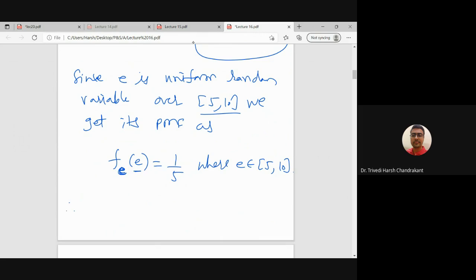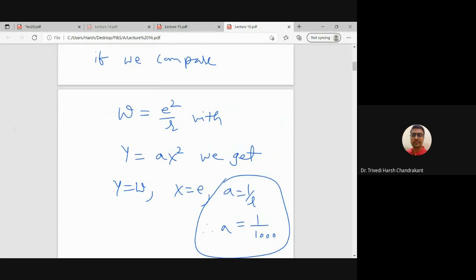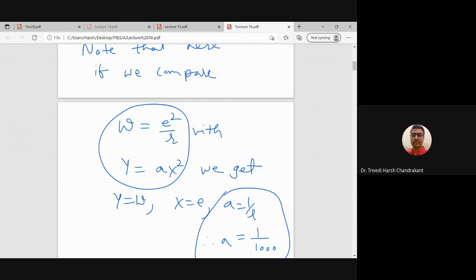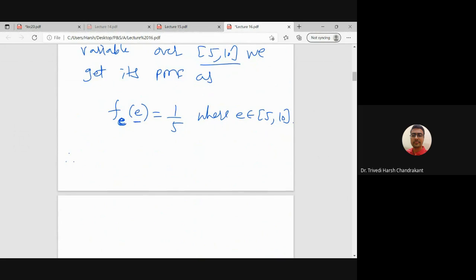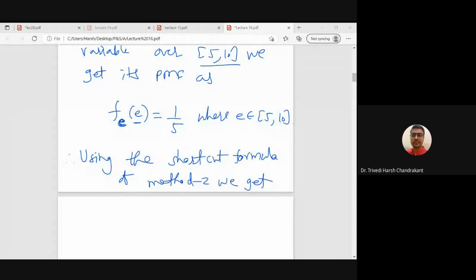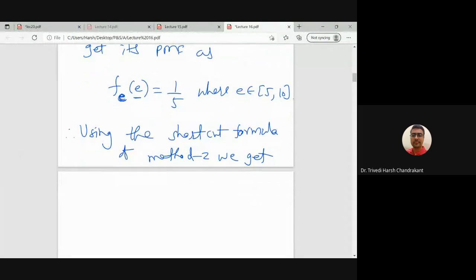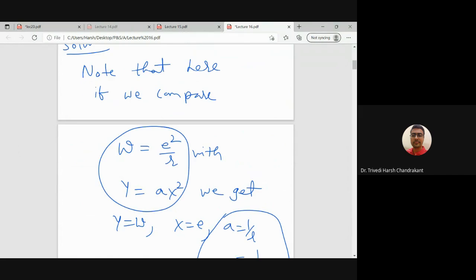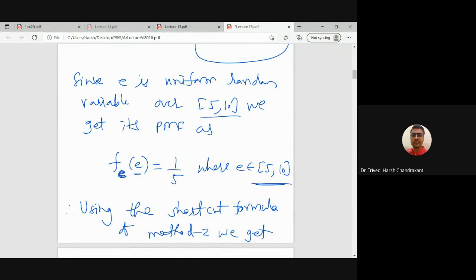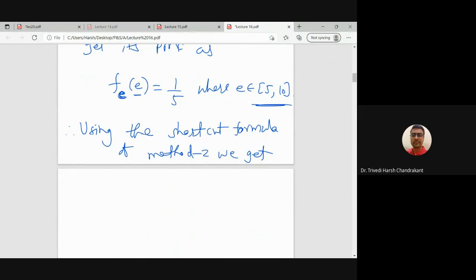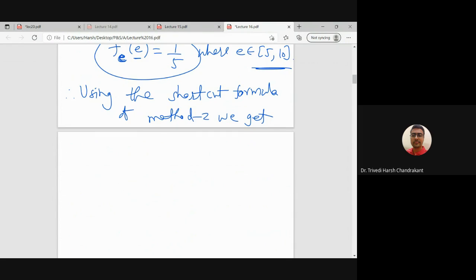Okay, now since our function is a quadratic function, we'll be using the shortcut formula of method 2. What we'll get is, we'll just substitute the two things. But now we know that the value of E cannot be negative. Since this has two roots, the other root is essentially negative, so we will not keep it. So what we get is the PDF of the random variable W at w.